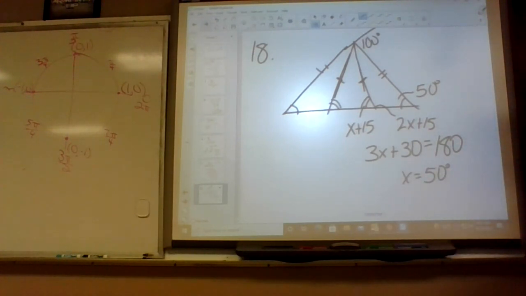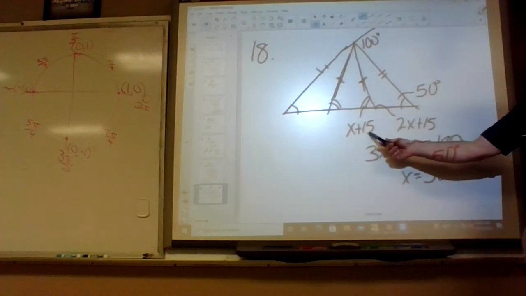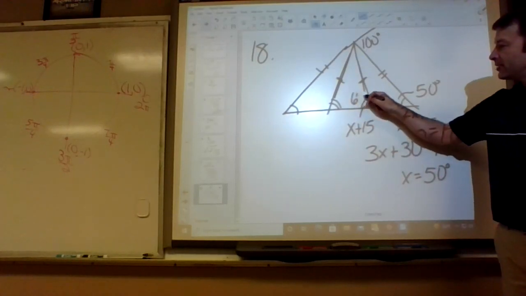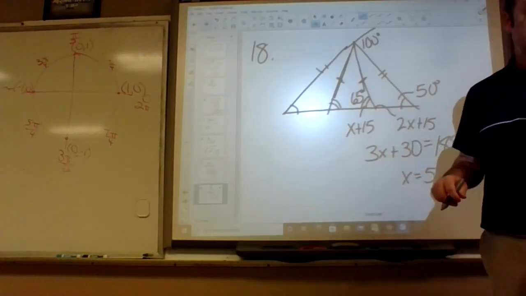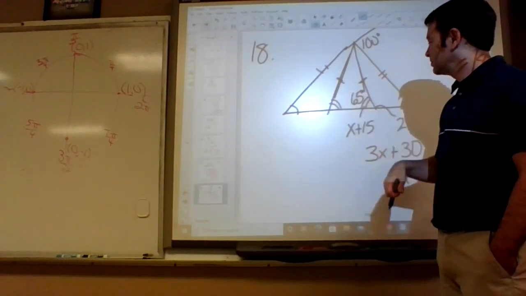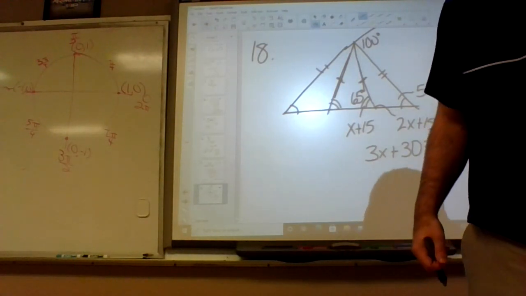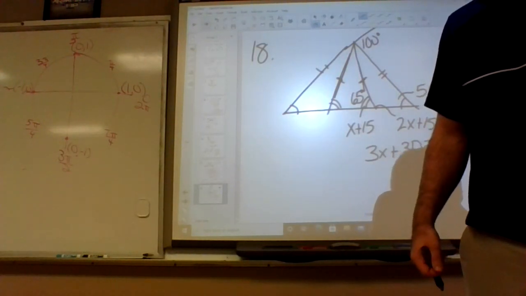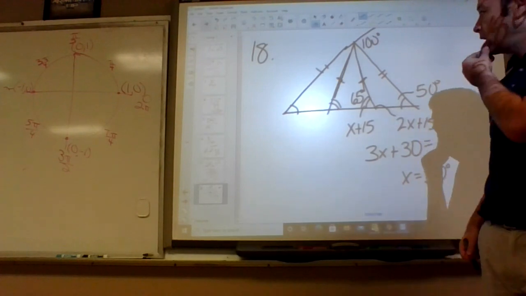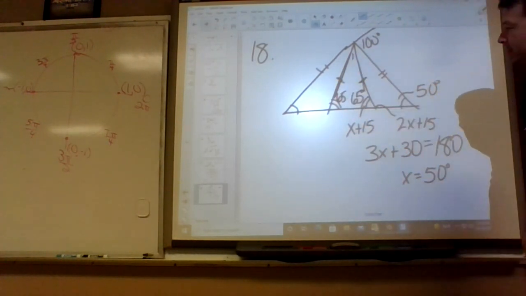X is not one of our angles though. Okay, if X is 50, what would this angle have to be? 65. Okay, so was that one of our answers? 4 is 65. What else are we looking for? So 65 plus 65 is 130.